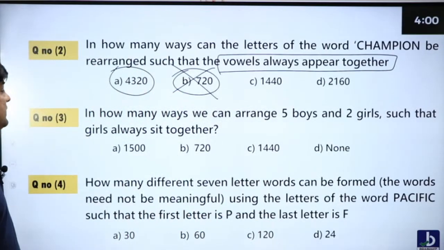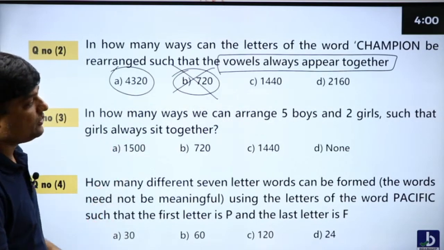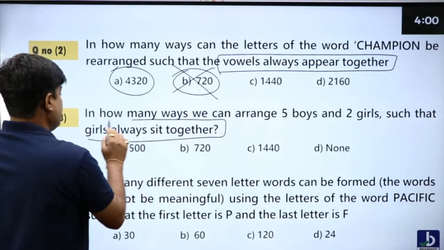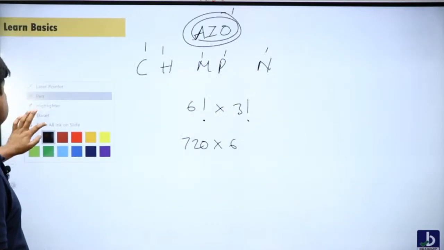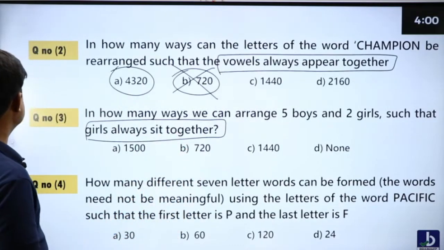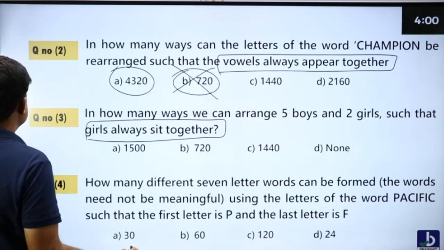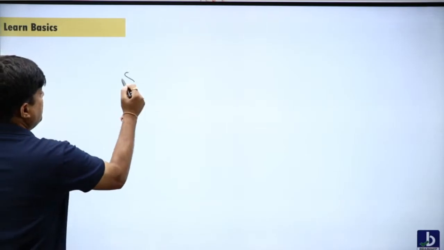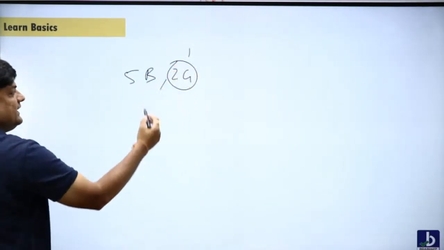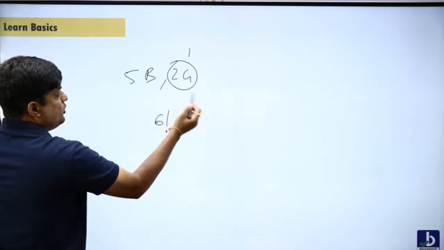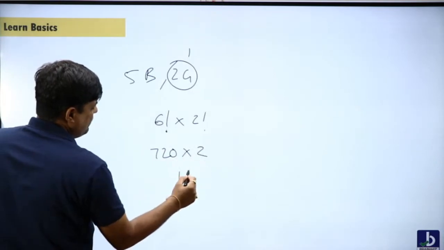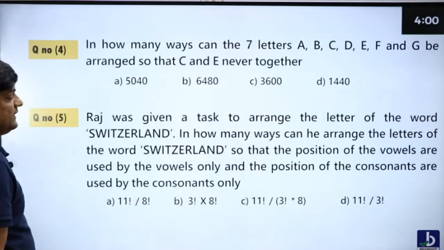In how many ways can we arrange the boys and girls such that the girls always sit together? How many boys are there? 5 boys and 2 girls. It's very simple, everybody. Girls always together, so 1 unit, 6 factorial, into 2 because the 2 girls can be interchanged. That is 720 into 2, that is 1440. So you said the answer is 1440.